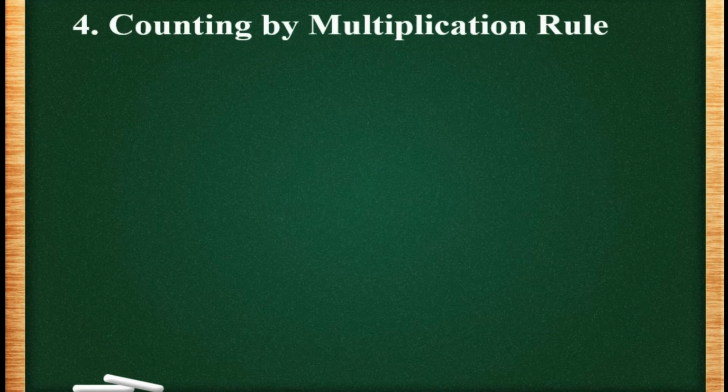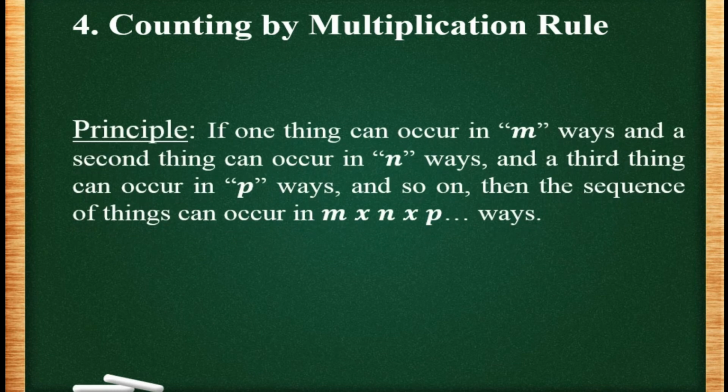The fourth principle is counting by multiplication rule. The principle reads, if one thing can occur in M ways, and a second thing can occur in N ways, and a third thing can occur in P ways, and so on, then the sequence of things can occur in M times N times P ways. The M, the N, and the P are actually the number of times one thing can occur. Let us look at the illustrations.